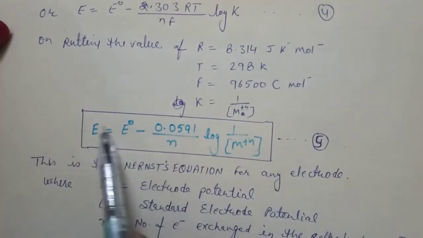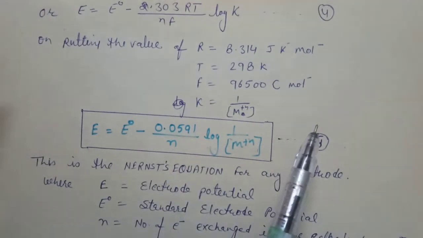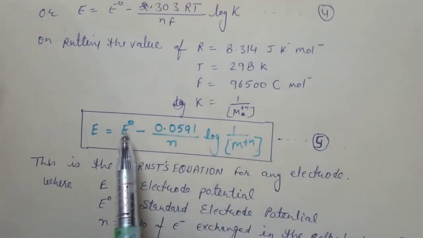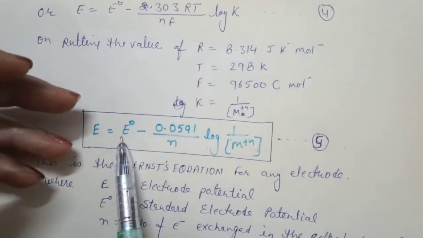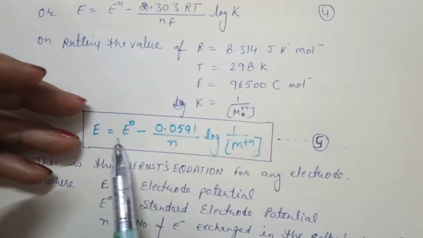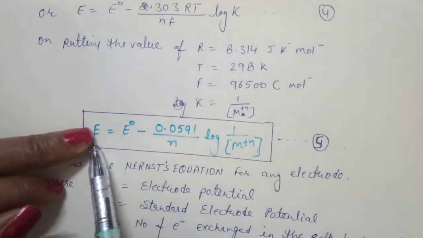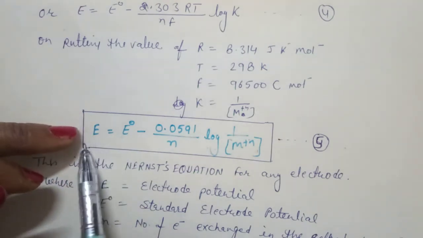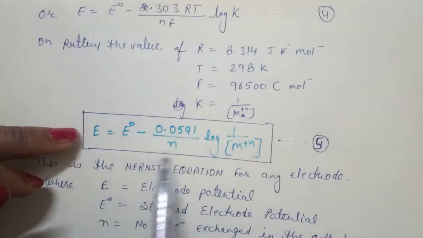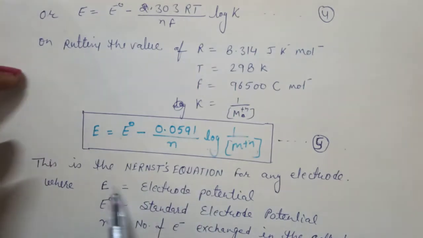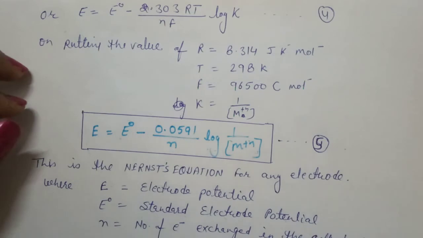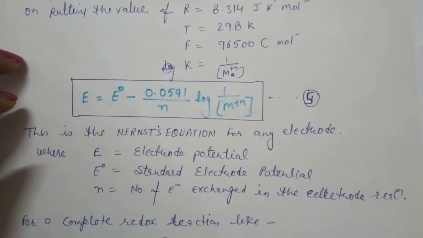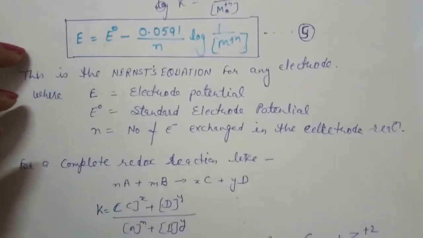This is the Nernst equation for any electrode. For any electrode, this is the E naught, which can be calculated with the help of the electrochemical series. This is in experimental conditions. This E electrode can be calculated with the next equation. E is the electrode potential, E naught is the standard electrode potential, n is the number of electrons exchanged in the complete redox reaction.